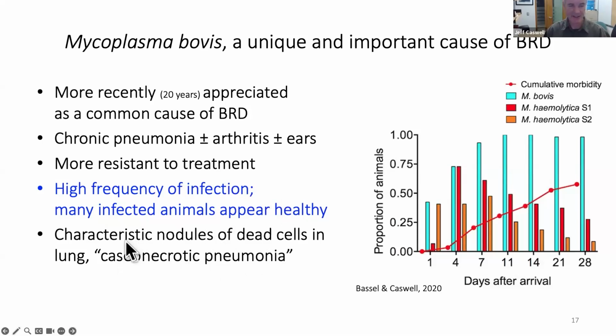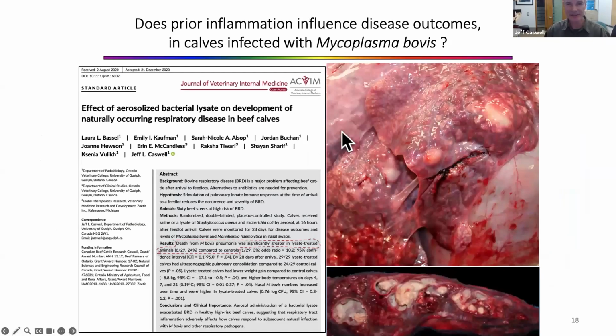As I mentioned, the characteristic change within the lung is these nodules of dead cells within the lung tissue, which pathologists call caseo-necrotic pneumonia. The reason I'm telling you all of this is that in that study I went into some detail about, giving the aerosolized innate immune stimulant, all of the calves that died in the lysate-treated group died of Mycoplasma bovis pneumonia, and they had these very typical caseo-necrotic lesions. Again, those nodules of dead cells within the lung tissue.